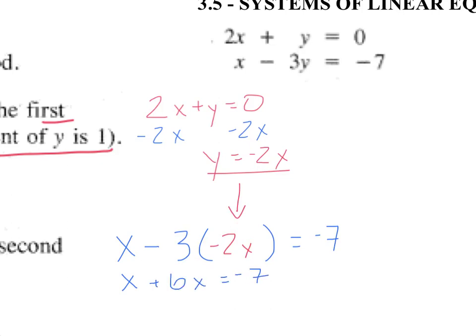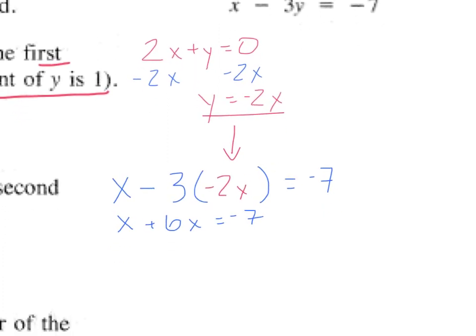And then to solve that, x plus 6x, remember this is 1x. 1x plus 6x is 7x, which equals negative 7. And then I divide by 7, and I get x equals negative 1. Good, I found x. There's one piece of my equation.